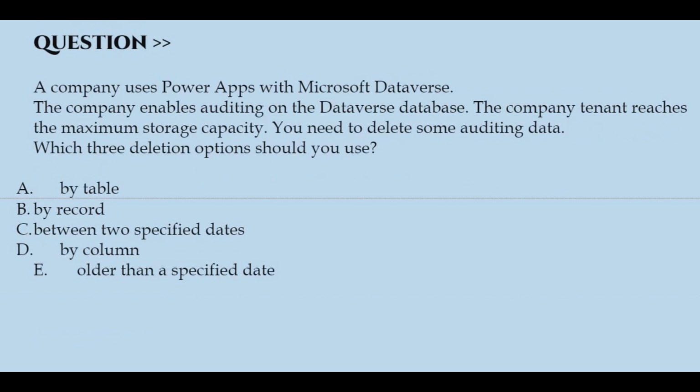Next one. A company uses Power App with Microsoft Dataverse. The company enables auditing on the Dataverse database. The company tenant reaches the maximum storage capacity. You need to delete some auditing data. Which three deletion options should you use? Option A, by table. Option B, by recall. Option C, between two specified dates. Option D, by column. Option E, older than the specified data. Correct answer is option B.